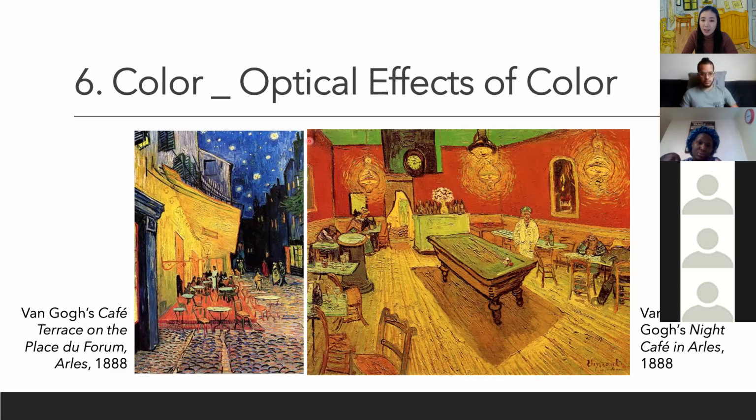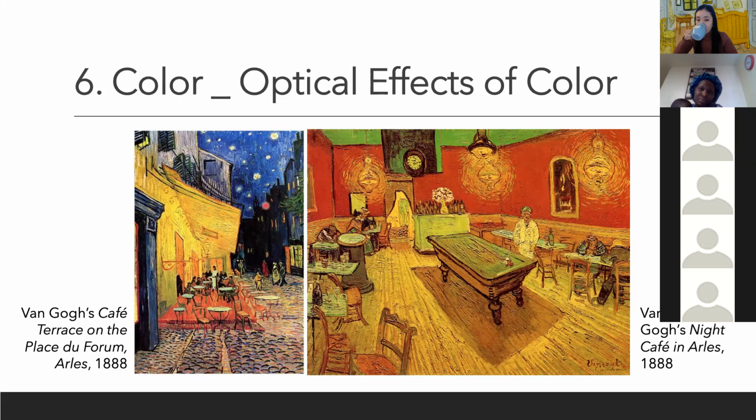What's the color of the sky? Blue. How about the restaurant? How about here? Yellow. And orange. Yes, red. Yes, very good. And the street's colors are mixing orange, yellow, and blue, right?